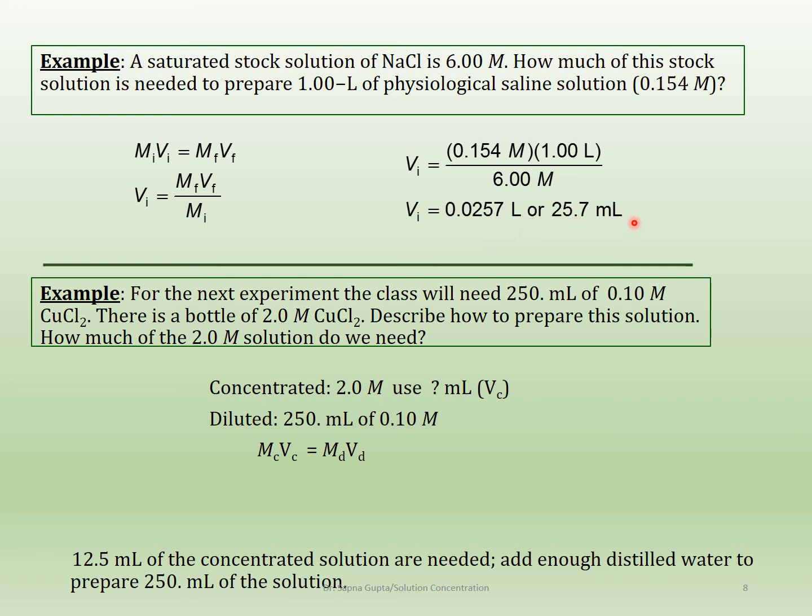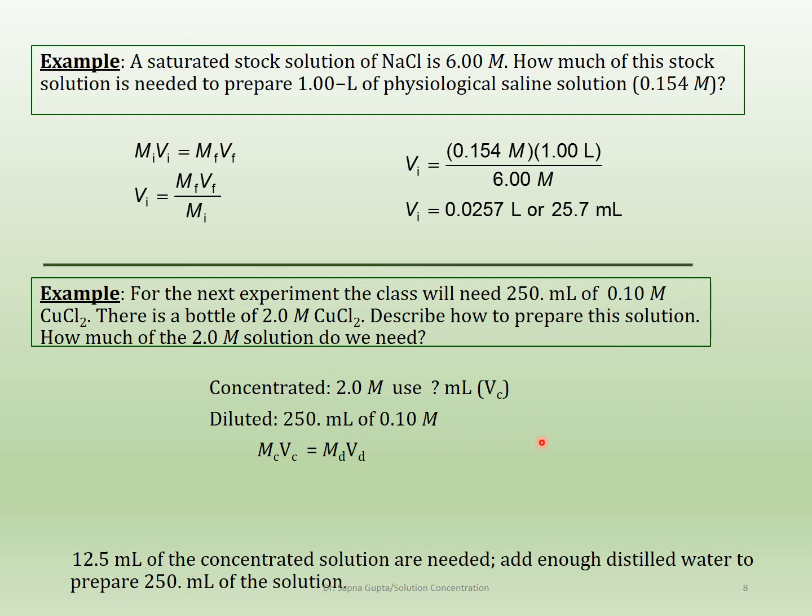So what does this mean now for us? It means that you need to take 25.7 milliliters of the 6 molar NaCl, you add that to the volumetric flask, and then you make it up to 1 liter. You don't have to calculate how much water you're adding. You just make it up to the 1 liter mark.